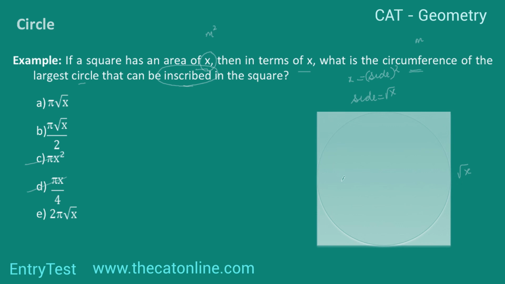The thing to note here is that the side of the square becomes the diameter of the circle. So the diameter of the circle would be root x, or the radius would be half the diameter. And I need to find circumference. I know that the formula for circumference is 2 pi r, or pi into diameter. Diameter is root x, giving me option A as my answer.